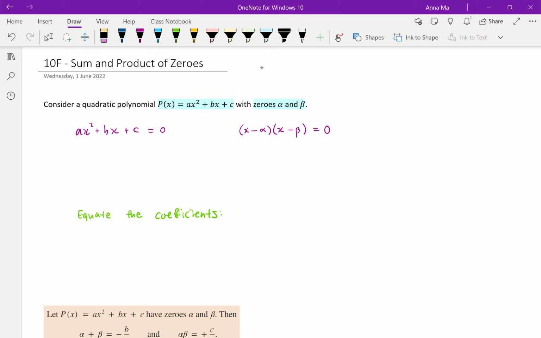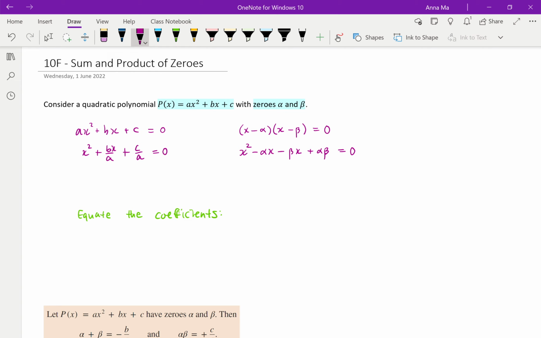If you expand this out, I get x squared minus alpha x minus beta x plus alpha beta is equal to 0. It is a monic polynomial, and this one is non-monic. So let's try and match them together so it looks like a monic. So I'm going to divide everything by a. Now it's going to become x squared plus bx over a plus c over a is equal to 0.